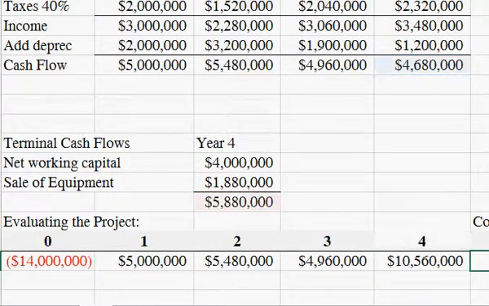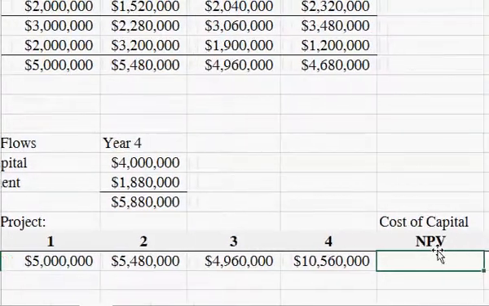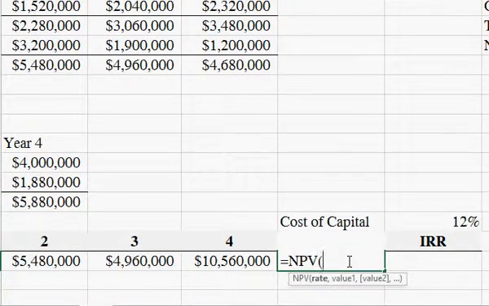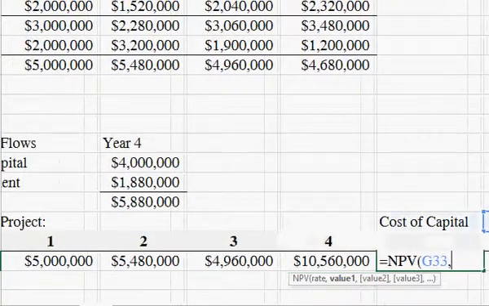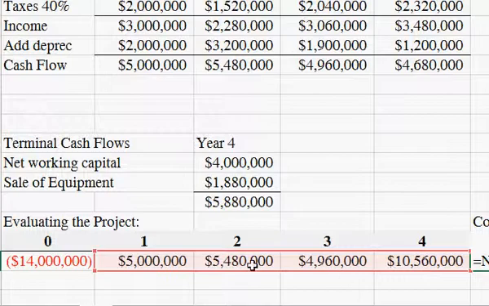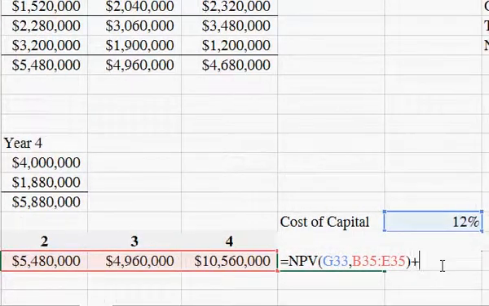And then you can evaluate it with all the normal methods like net present value. I'm using a cost of capital again at 12%. So equals the NPV, the rate. I'm going to click this box, the 12%, or you can type 0.12, comma, and then I'm going to come back over here and grab years 1 through 4. Do not include year 0. That will mess up the calculation for discounting. So you just want to select years 1 through 4, close your parentheses, hit a plus, and then add in your negative 14 million. So click over here.